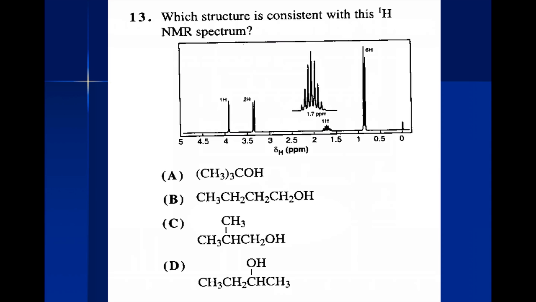How many signals should it have? All the CH3s are identical, and then the hydrogen on the OH, so it should have 2. So this one is nonsense. How about B? I'd have 1, 2, 3, 4, 5. How about D? Based on counting my signals, it's C.